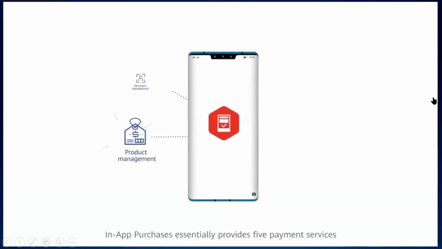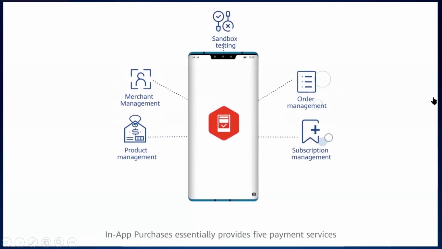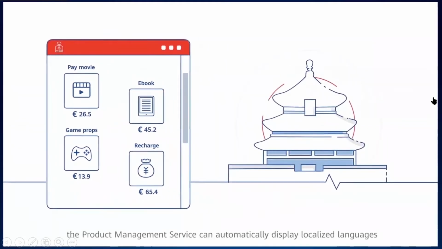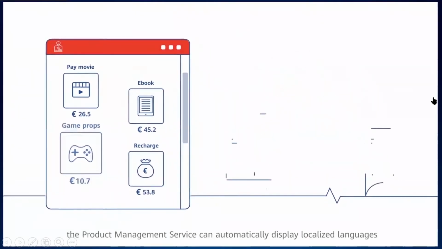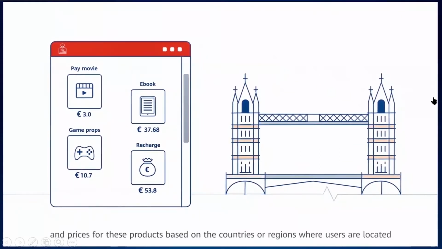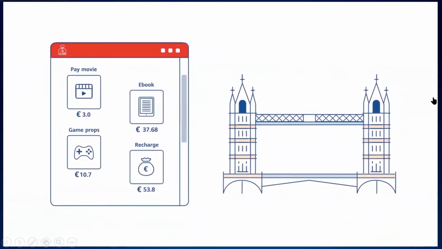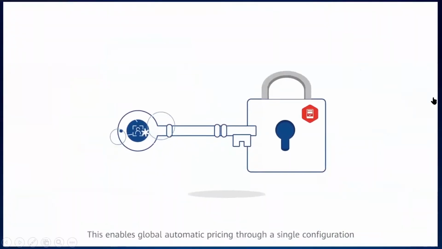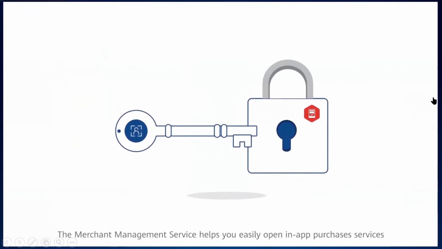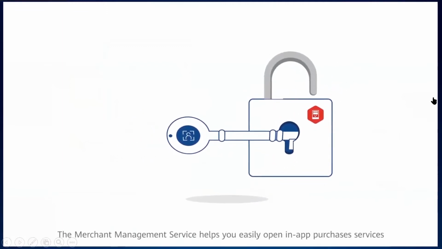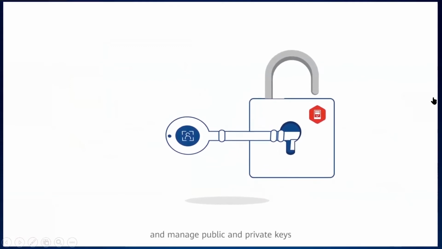In-App Purchases essentially provides 5 payment services. When you configure products in your app, the product management service can automatically display localized languages and prices for these products based on the countries or regions where users are located. This enables global automatic pricing through a single configuration. The Merchant Management Service helps you easily open in-app purchases services and manage public and private keys.